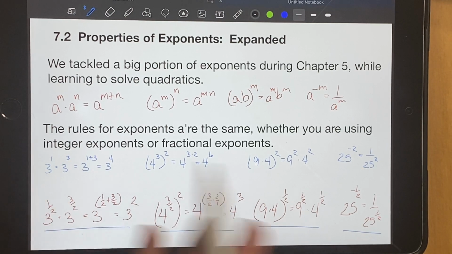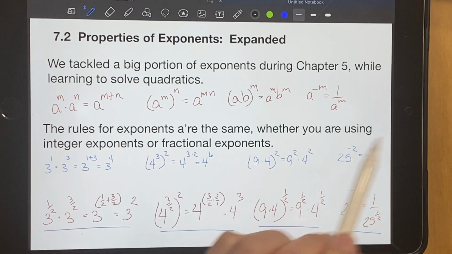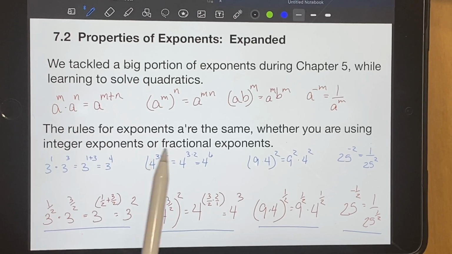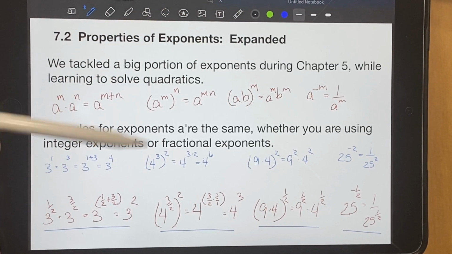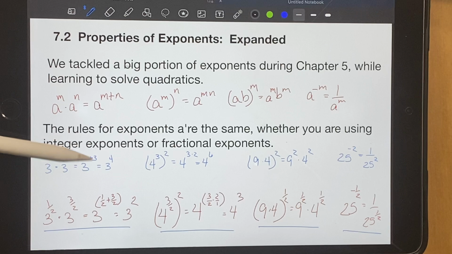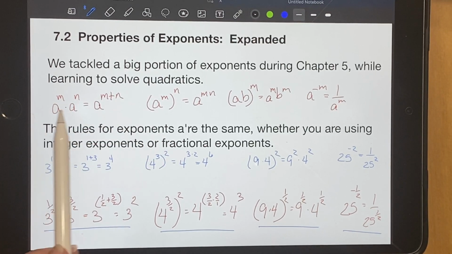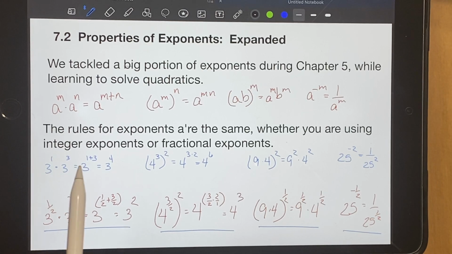So we learned, like I said, and I pulled up that exponent rules sheet, all of our rules in chapter 5 still work. They never go away. What we can do is apply all of those same rules when we have rational or fractional exponents. When we multiply the same base with two different exponents, we add them. That's one of our exponent rules.